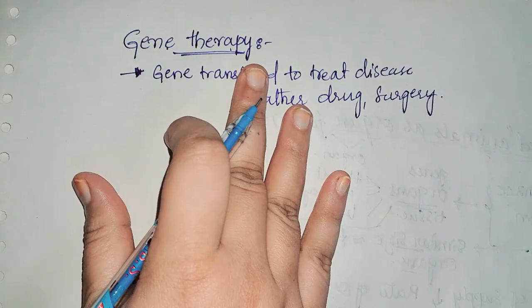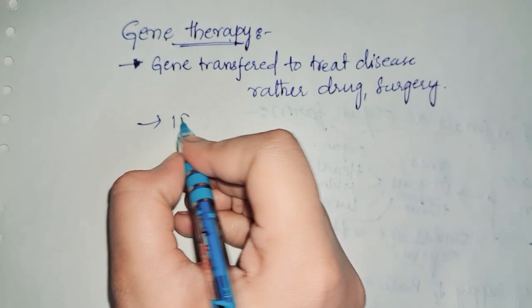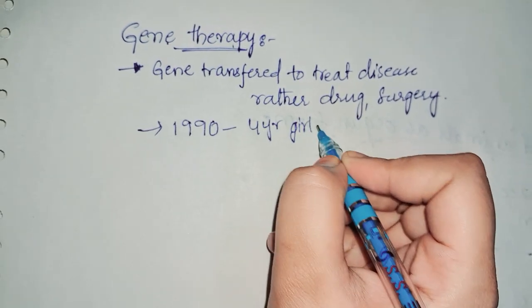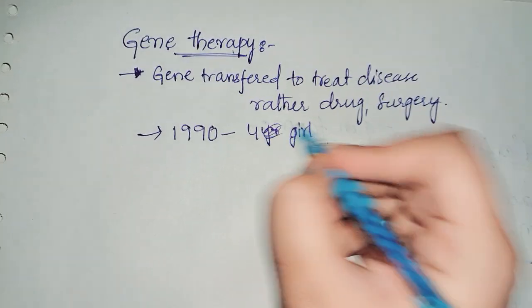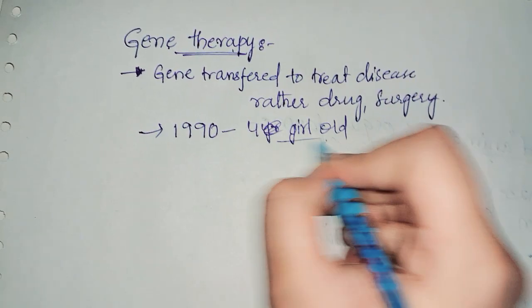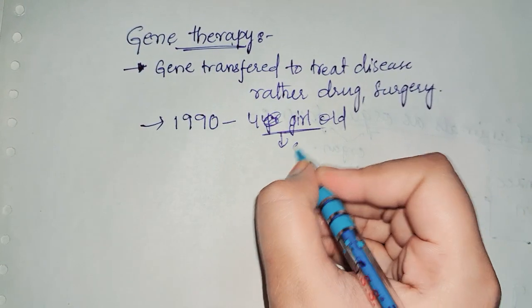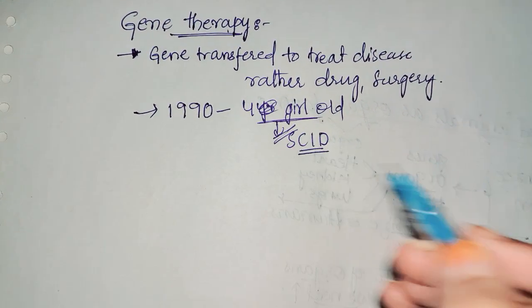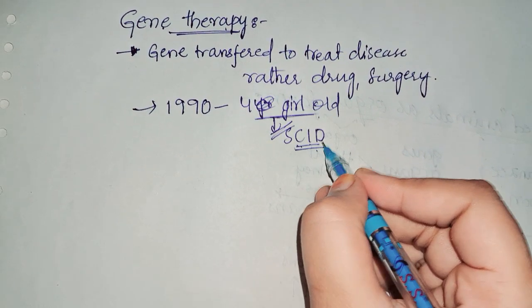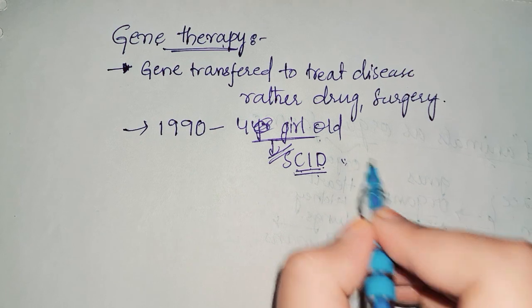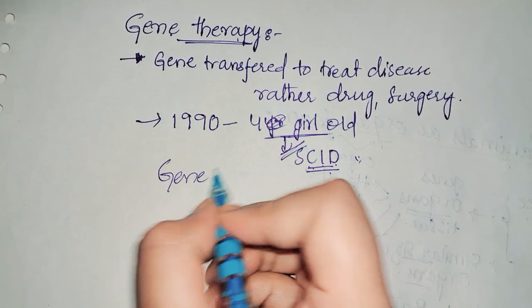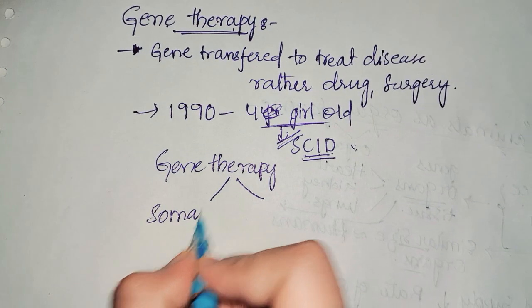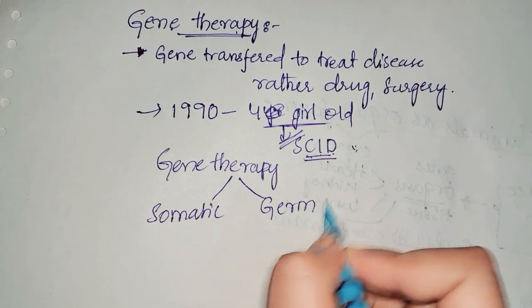Gene therapy was first performed in 1990 in a 4-year-old girl who was severely suffering from SCID, severe combined immunodeficiency disorder. It was successfully done. Gene therapy is of two types: one is somatic and the other is germline.